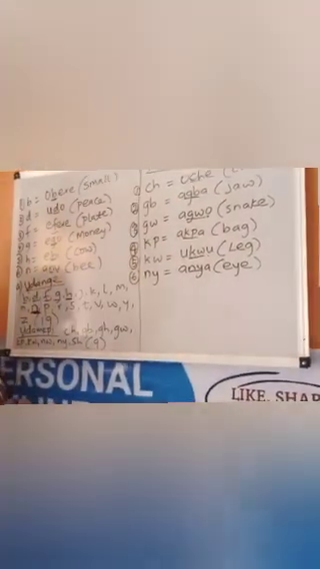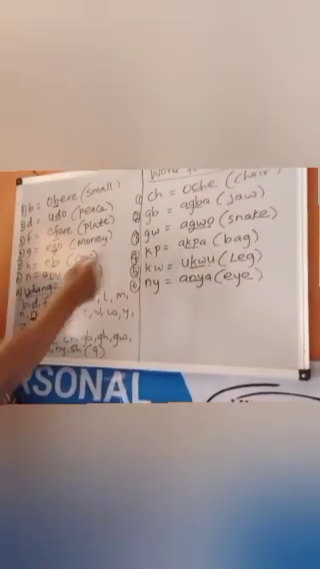We have ch. Under ch we have oche. Oche means chair. Alright, we have bo. Under this sound we have agba. And agba means jaw. Alright, we have another sound. Under it we have agwo. Agwo means snake.